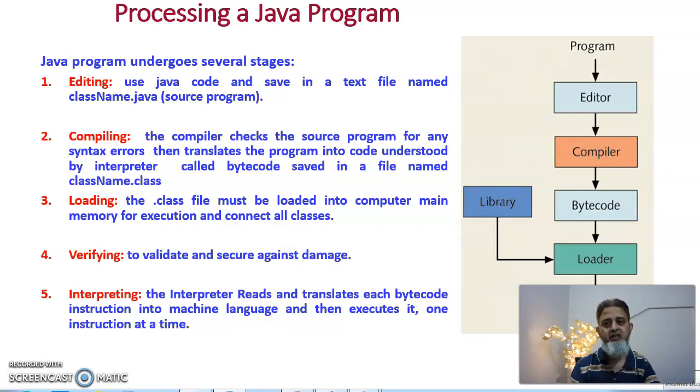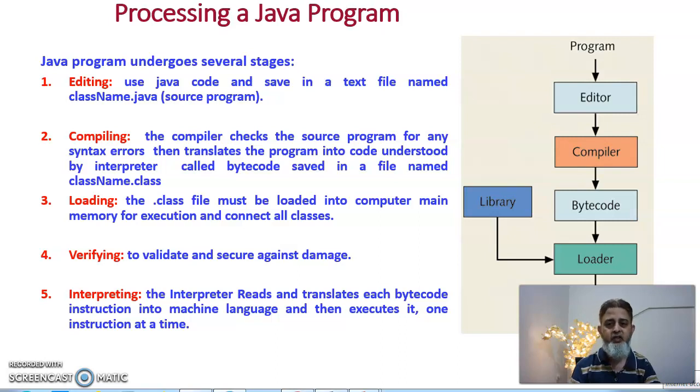The third step is loading. The .class file, which is the bytecode file, must be loaded into the computer's main memory in order to execute and connect all the associated classes. After editing, compiling and loading, the fourth step is called verification, or verifying. It is used to validate and secure against any damage for the developed code.